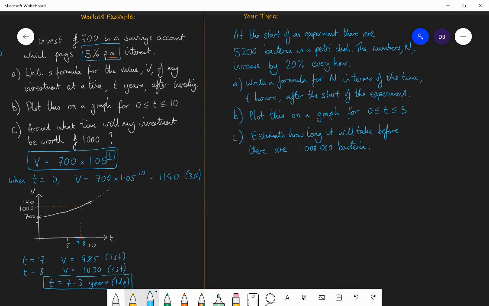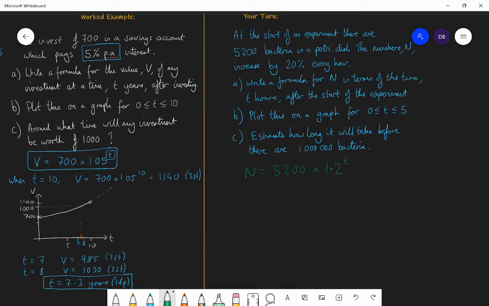Okay, so the answer for this. Firstly, our formula, n is equal to 5,200 multiplied by 1.2 to the power of t, because it increases by 20%, that as a decimal multiplier is 1.2. So after 1 hour, it will be 5,200 times 1.2. 2 hours, 5,200 times 1.2 squared, etc.